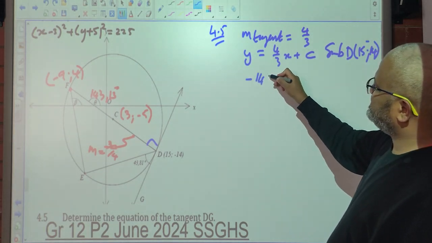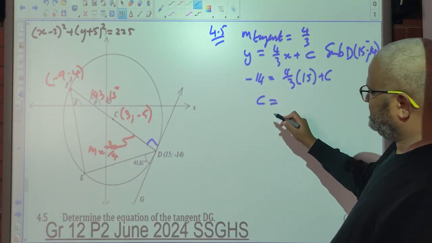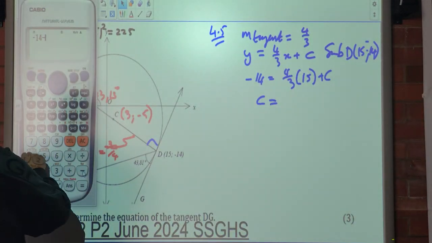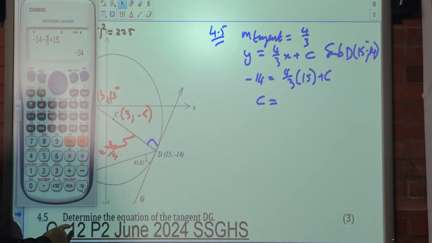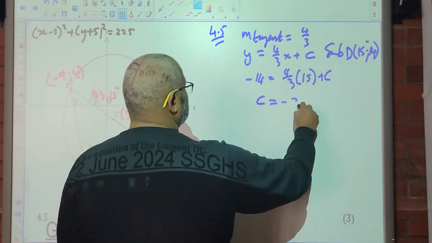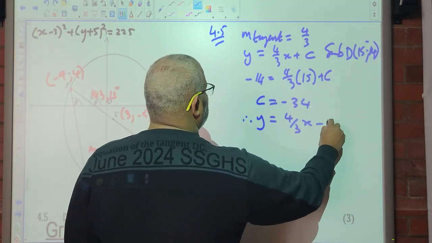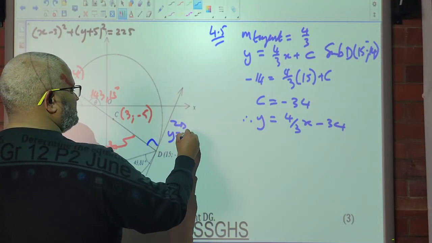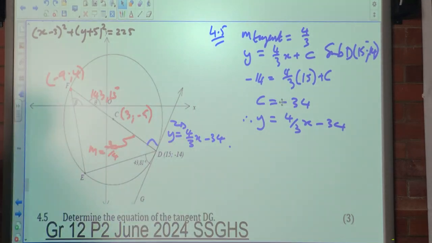So negative 14 is equal to 4 over 3 times 15 plus c. So c works out to be negative 14 minus 4 over 3 times 15, which gives you negative 34. So therefore y is equal to 4 over 3 x minus 34. Okay. Let's look at the next question.